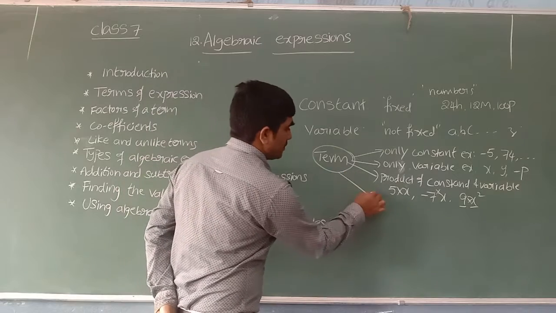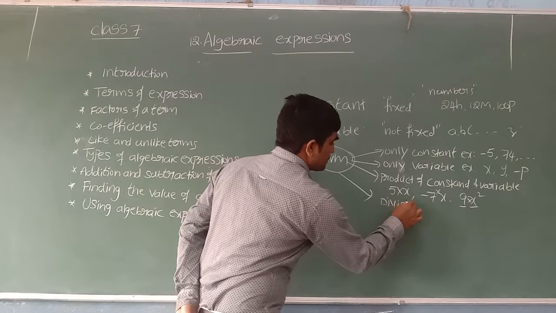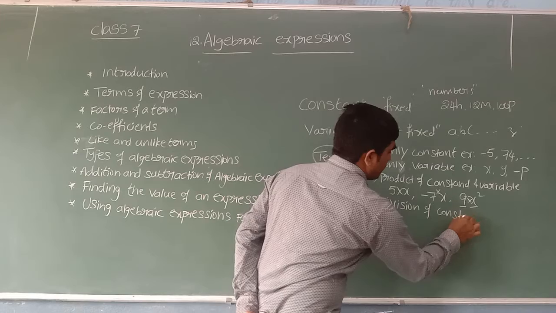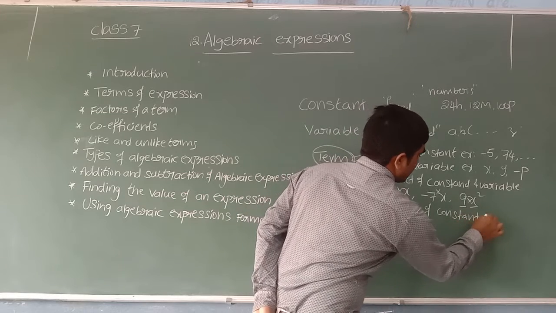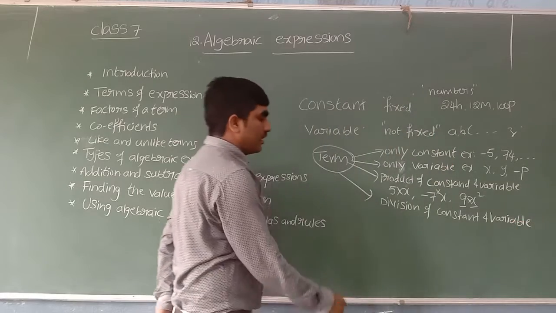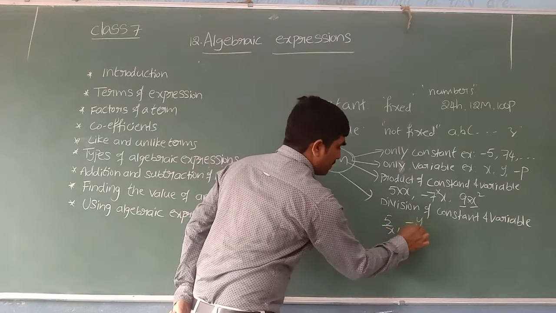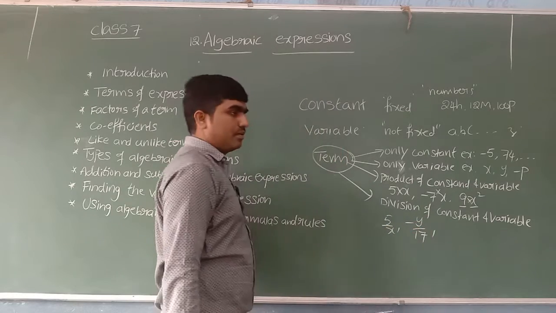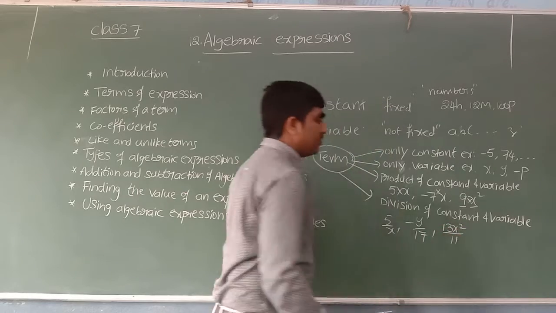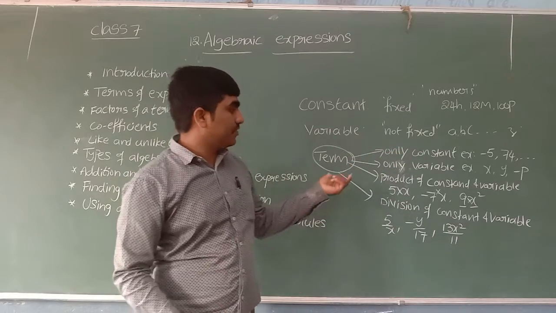And the next possibility is division of, or we can say quotient of, constant and variable, or variable and constant. Like 5 by x, it is one term. Like minus y by 17, it is also one term. Or like 13x square by 11, even it is also one term. So these are the 4 different ways we can identify the terms.